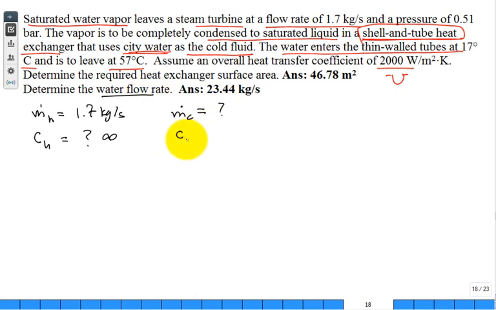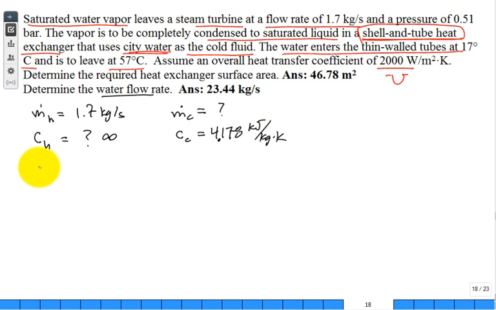And the specific heat of the cold fluid, well, you could look it up for water. It's around 4,200, or more precisely 4,178 joules, or 4.178 kilojoules per kilogram Kelvin. That's the specific heat of the cold fluid.